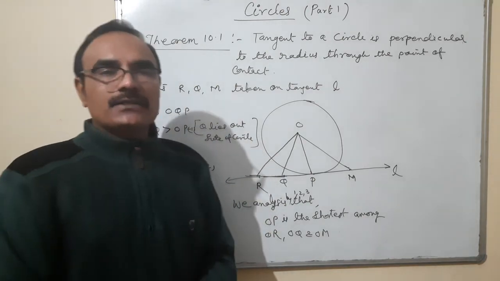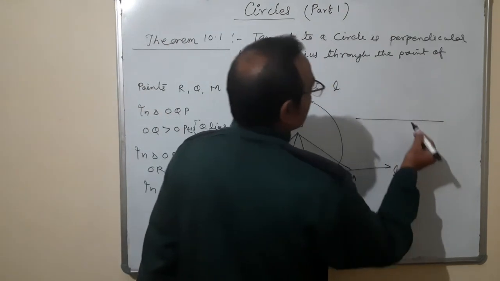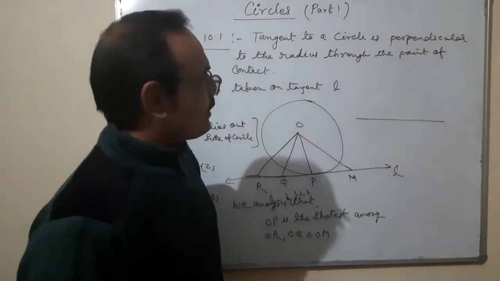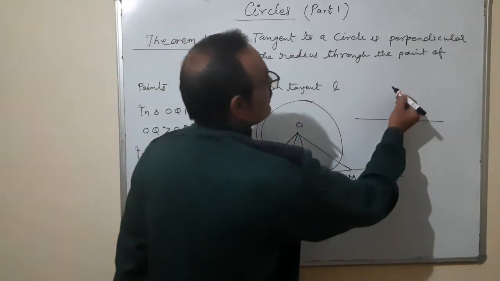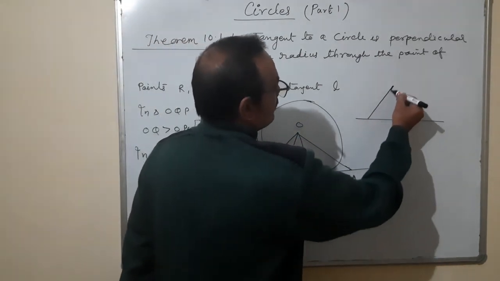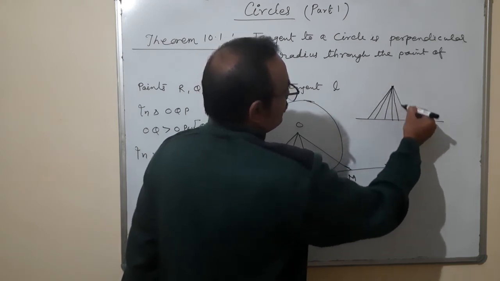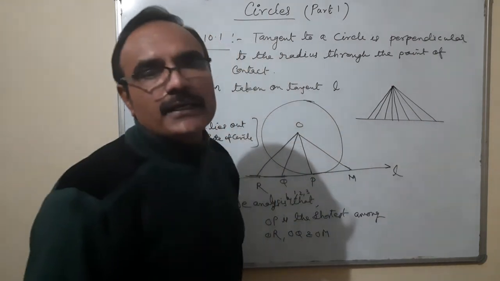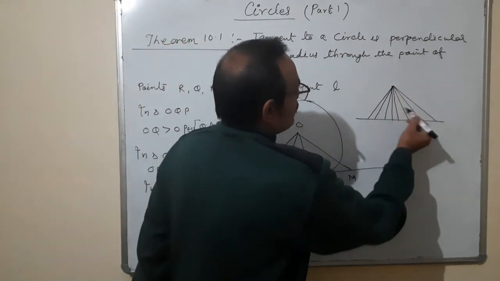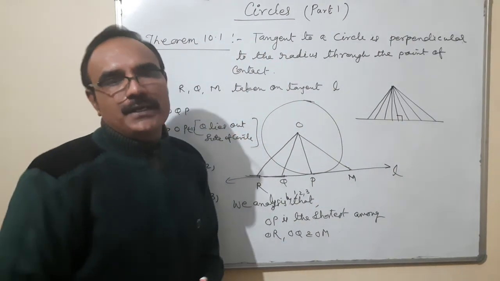And in class 9th, you have studied a theorem: from an external point, if you are going to draw many lines to the given line, then the shortest one is a perpendicular. Out of all those line segments, whichever is the shortest is treated as the perpendicular.